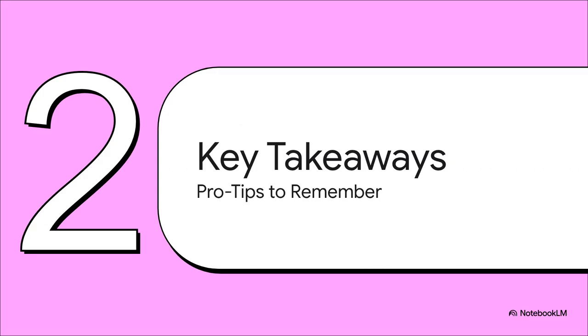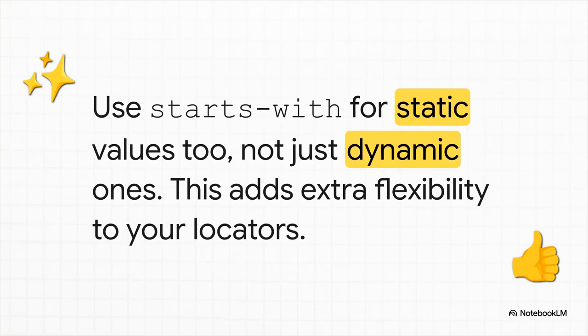Okay, let's quickly summarize what we've learned, and I'll throw in one more pro tip that I think you're really gonna like. So here's a little pro tip for you. Starts-with isn't just for dynamic IDs. You can actually use it on completely static attributes to give you more flexibility. For instance, if an element's name is user_lastname, you could use starts-with to just match on user. It gives you a simpler but still totally reliable locator.